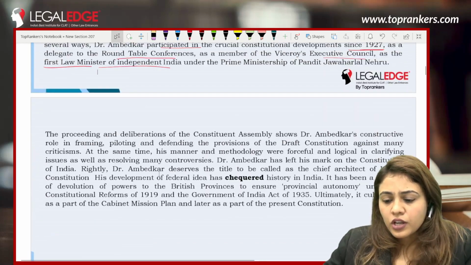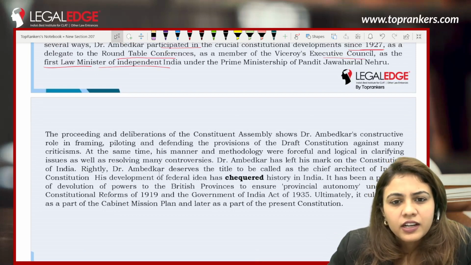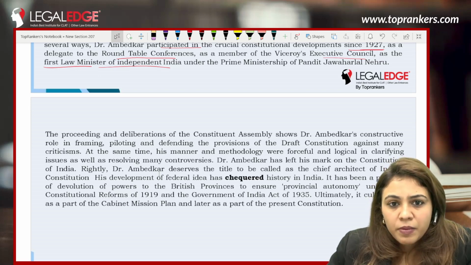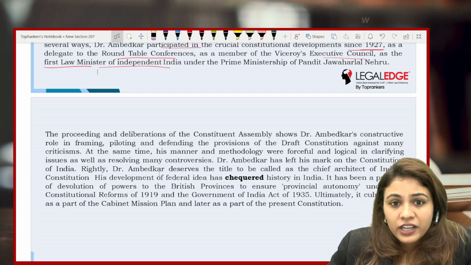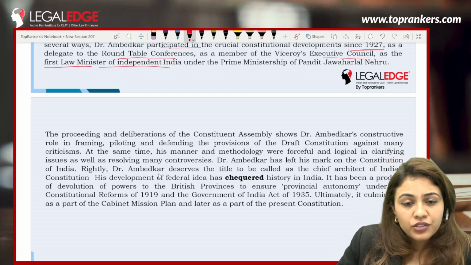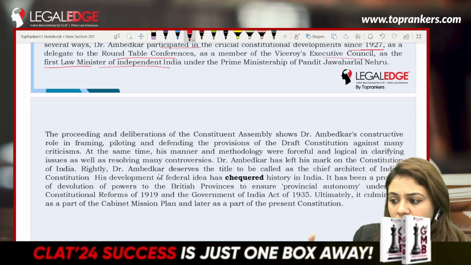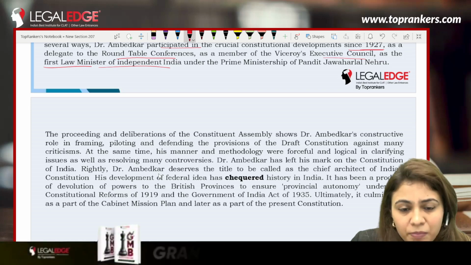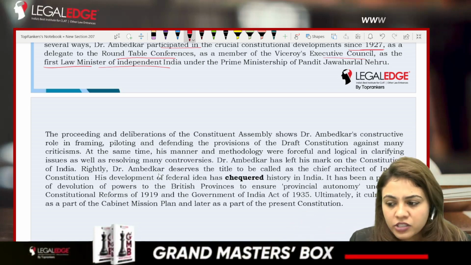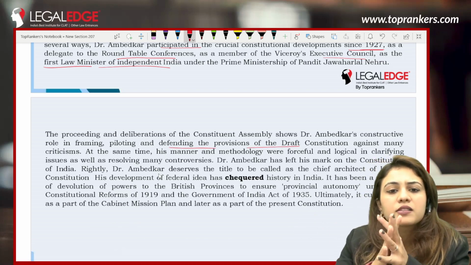Then we get to know about the proceedings and deliberations. Obviously, making the Constitution of India did not happen overnight. It took a lot of time and उसमें proceedings में भी बहुत सारे लोगों ने कहीं ना कुछ contradictory कहा ही होगा. There were a lot of deliberations, there were a lot of delays of the Constituent Assembly, but it all shows Dr. Ambedkar's constructive role. He played a very constructive role in not only framing but piloting the entire project. Also, he defended the provisions of the draft constitution against many criticisms.